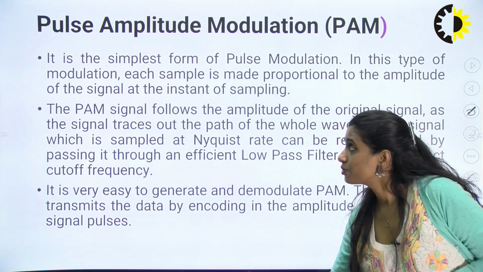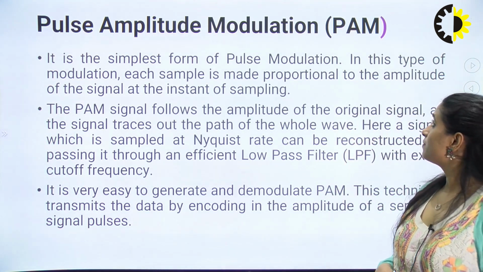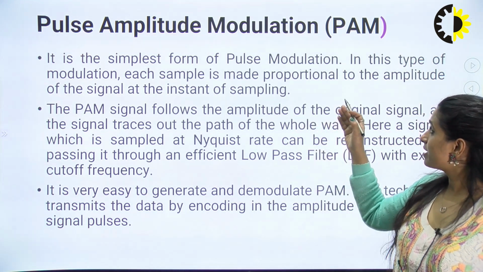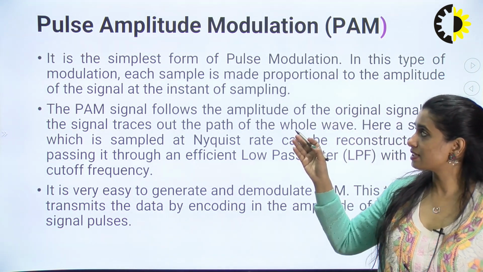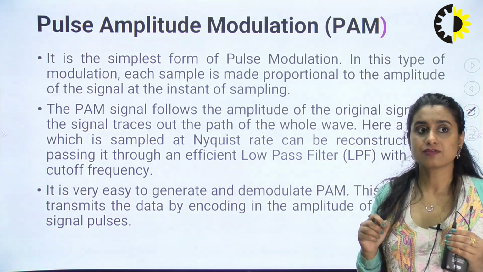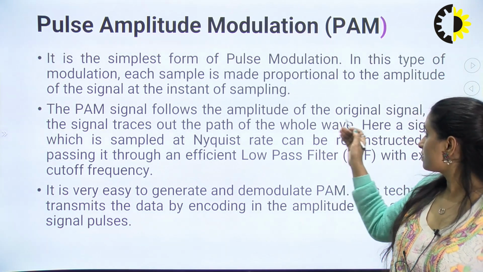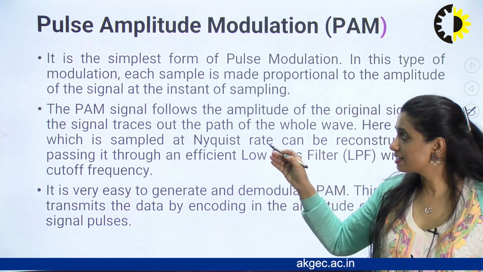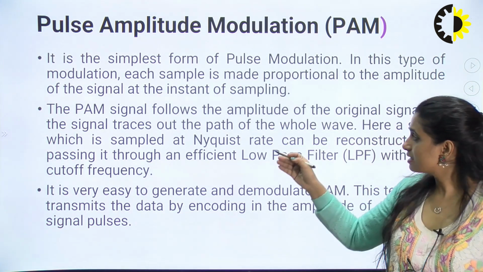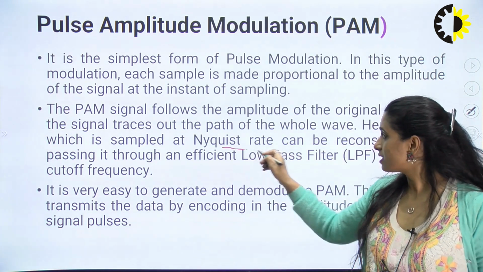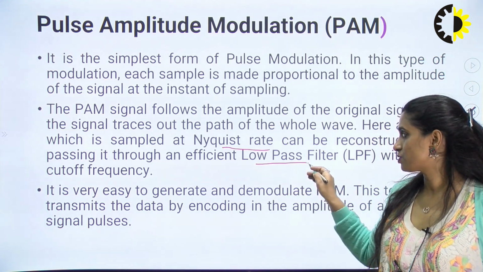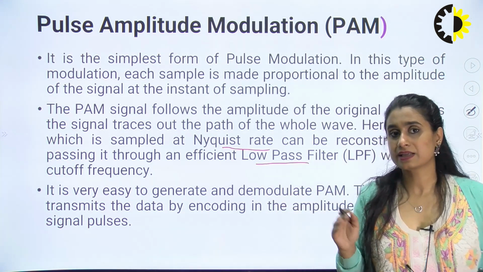Pulse amplitude modulation is the simplest form of pulse modulation. In this type of modulation, each sample is made proportional to the amplitude of the signal at the instant of sampling. The PAM signal follows the amplitude of the original signal as the signal traces out the path of the whole wave. Here, a signal which is sampled at Nyquist rate can be reconstructed by passing it through an efficient low-pass filter.